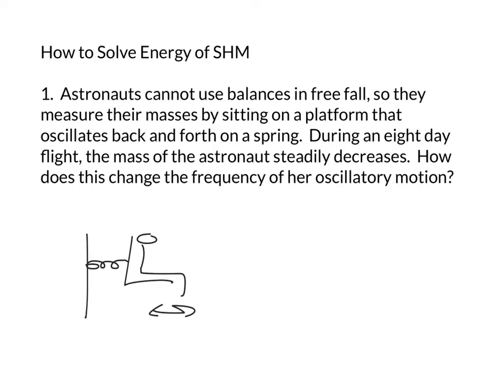So apparently this astronaut here is losing mass every day, and it goes down steadily. We assume that's probably a constant decrease then. And so when she gets onto this chair each day, what happens to the period of her motion? So let's look at that.